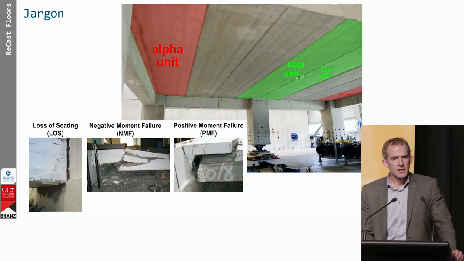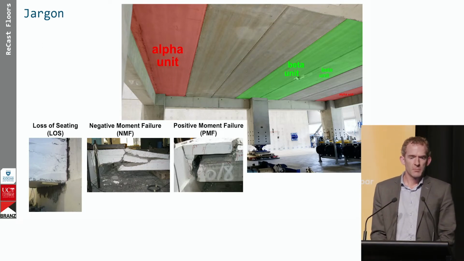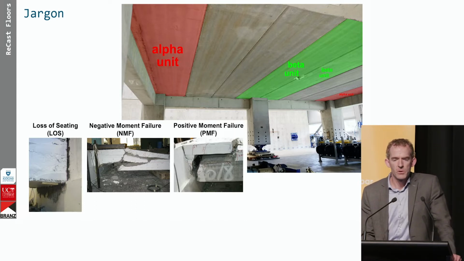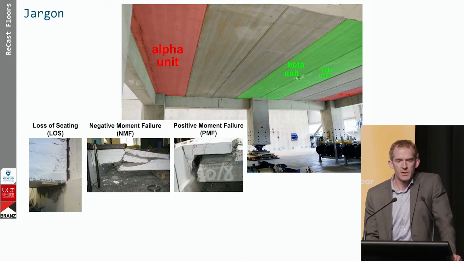And so just to round things out before I hand over to Frank, the presentation and Hollowcore floors can be a wee bit jargon heavy. So a lot of you will be pretty familiar with some of this terminology, but for those who aren't, we'll be using a lot of 3-letter acronyms: loss of seating, negative moment failure, positive moment failure. And then a fairly key one that comes up through the talk is the concept of alpha and beta units.